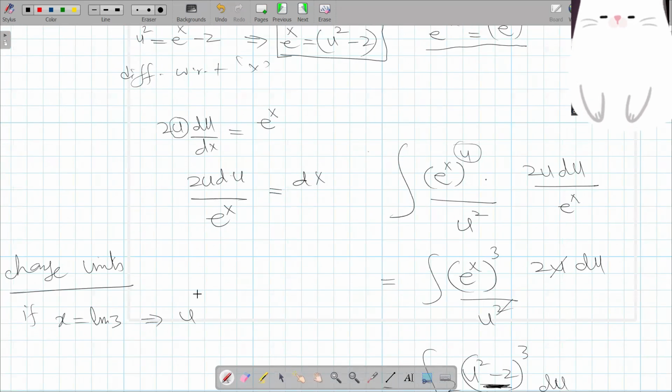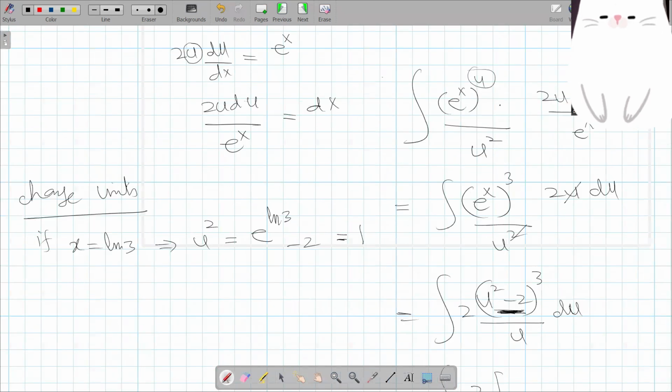If x is log 3, then u is the square root of e^(log 3) minus 2. e^(log 3) is 3, and 3 minus 2 is 1. And what about x is log 4? Then u is the square root of e^(log 4) minus 2, which means 4 minus 2 is 2.